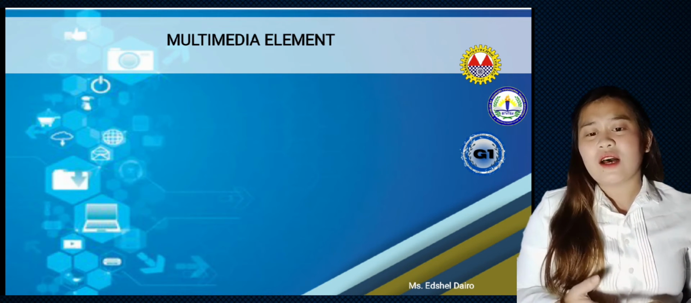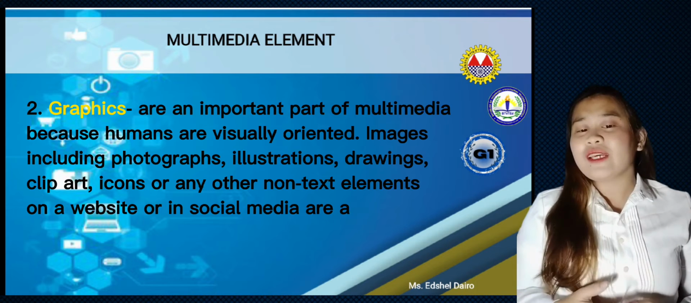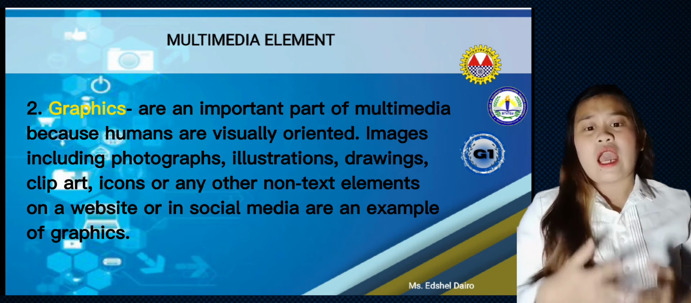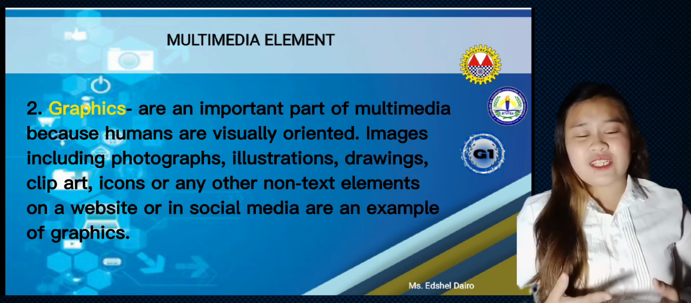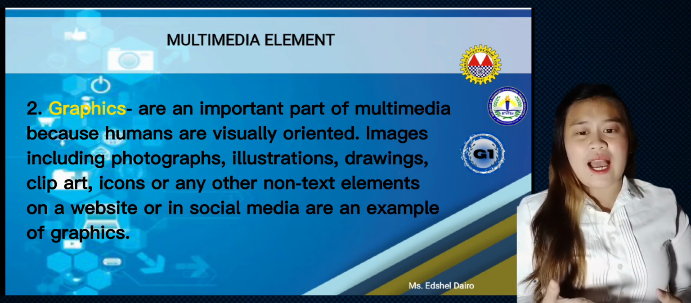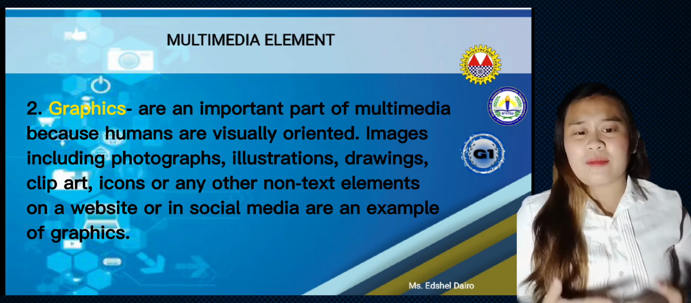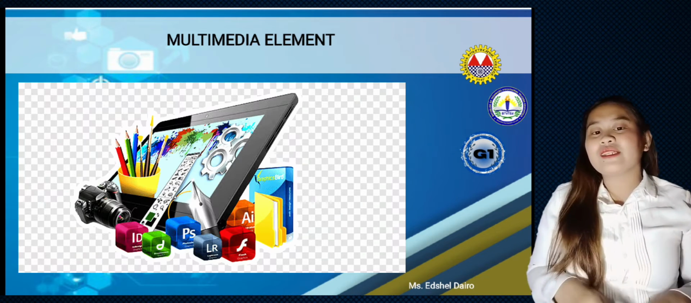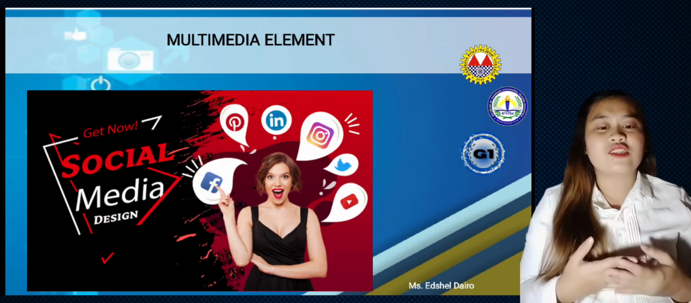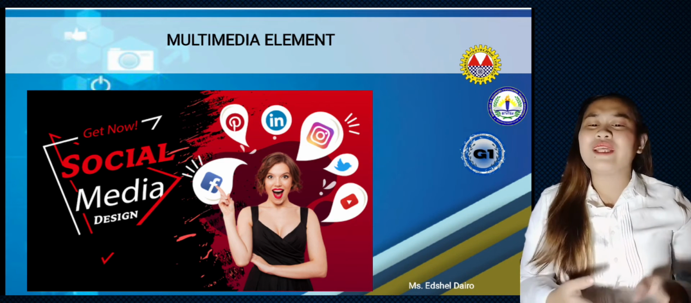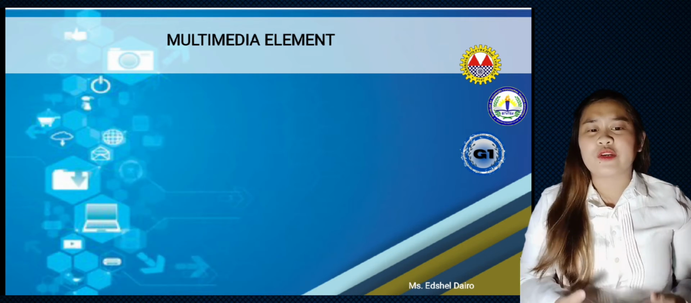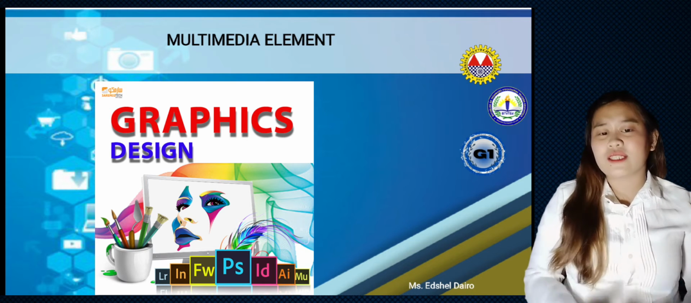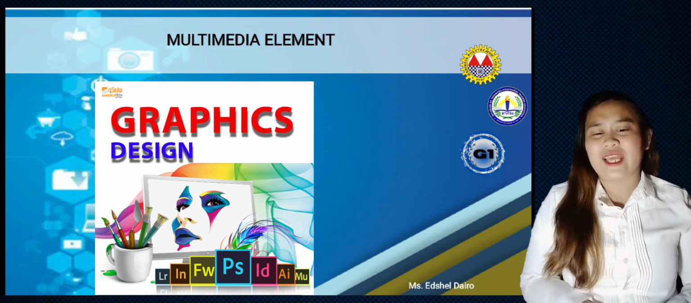The second element of multimedia is graphics. Graphics are an important part of multimedia because humans are visually oriented. Images, including photographs, illustrations, drawings, clip art, icons, or any other non-text elements on a website or in social media are examples of graphics. Graphics make the multimedia application attractive. In many cases, people do not like reading large amounts of textual matter on the screen. And therefore, graphics are used more often than text to explain a concept, present background information, etc.